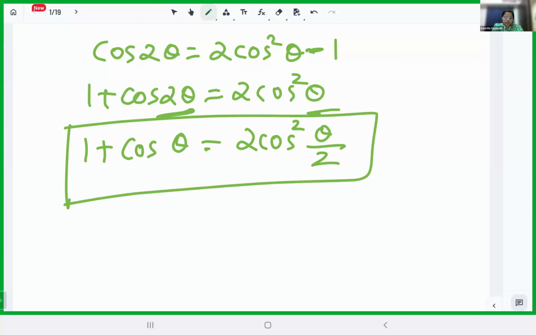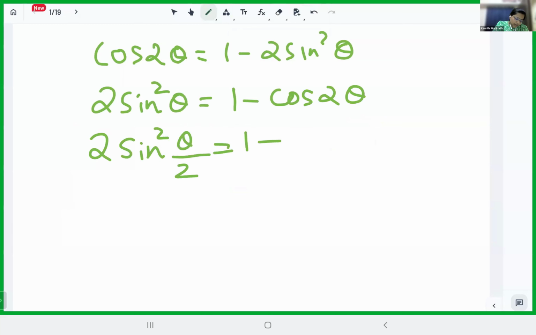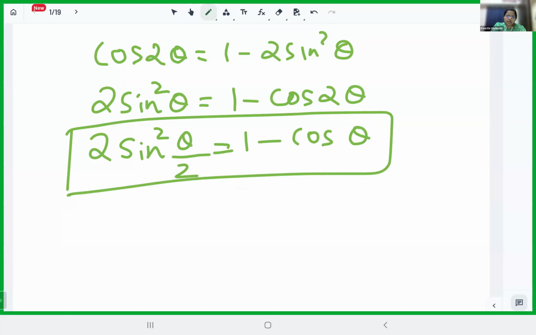This is one more identity that you have to study, that is the half angle formula. 1 plus cos theta is equal to 2 cos square theta by 2. Similarly, you have studied another identity, cos 2 theta is equal to 1 minus 2 sine square theta. So we can write 2 sine square theta is equal to 1 minus cos 2 theta. If we find the half angle, it will become 2 sine square theta by 2 is equal to 1 minus cos theta. So this you also have to study: 1 minus cos theta is equal to 2 sine square theta by 2.